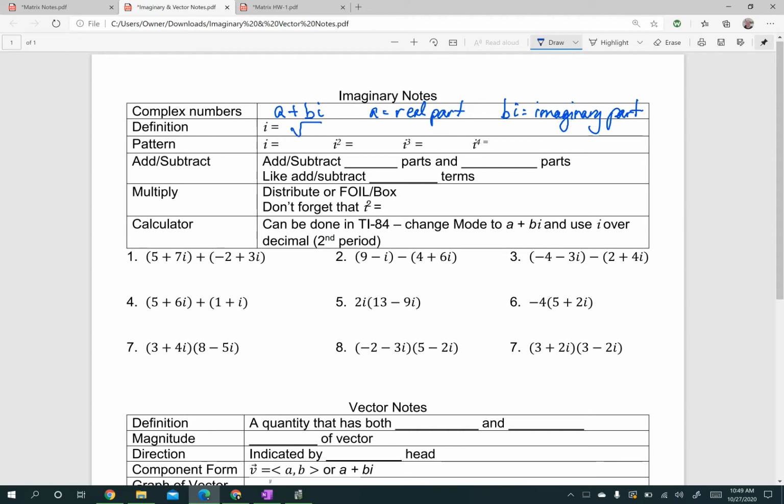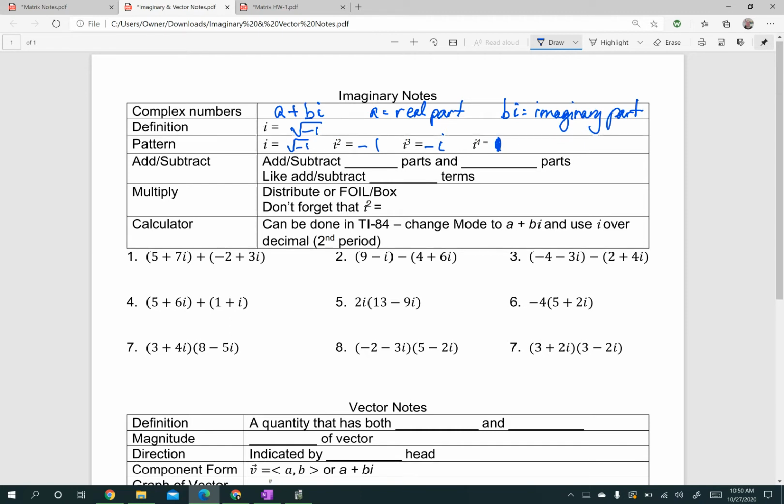I is the square root of -1. Your pattern is I or I. You can say that's the square root of -1. I squared is -1. I cubed is -I, and I to the fourth is 1. Okay. And then I to the fifth would be I, I to the sixth would be -1, I to the seventh would be -I, and I to the eighth would be 1, and it goes on like that.